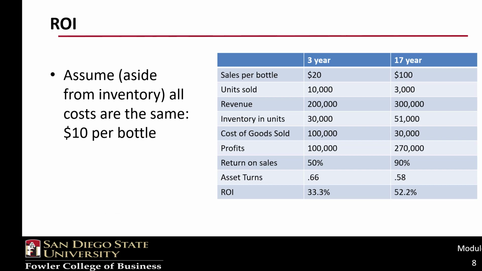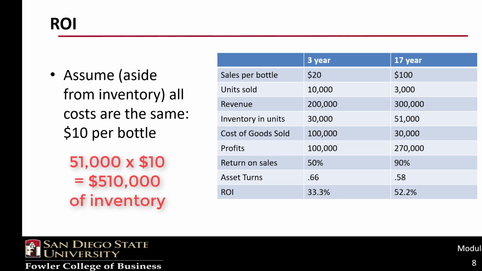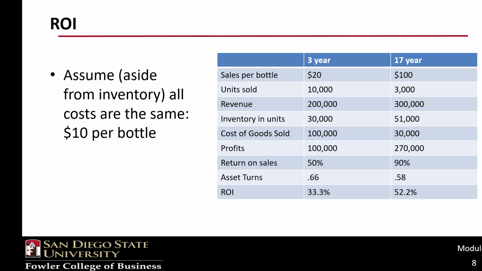However, our asset turns are considerably slower because we have 51,000 units in inventory times $10 per bottle. We have $510,000 worth of inventory costs. So our assets are $510,000. So our revenue divided by our assets is only 0.58. That yields a still greater return on investment of 52.2%. So our 17-year Scotch is, in fact, a better return on investment.